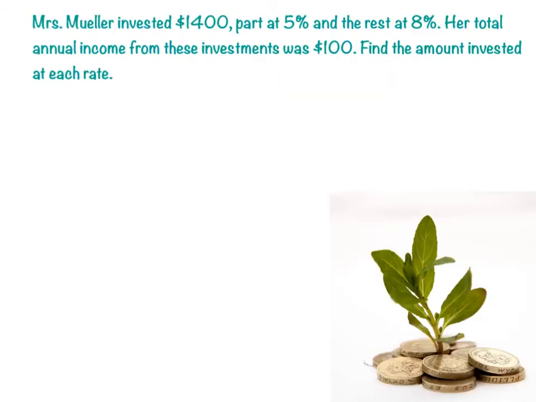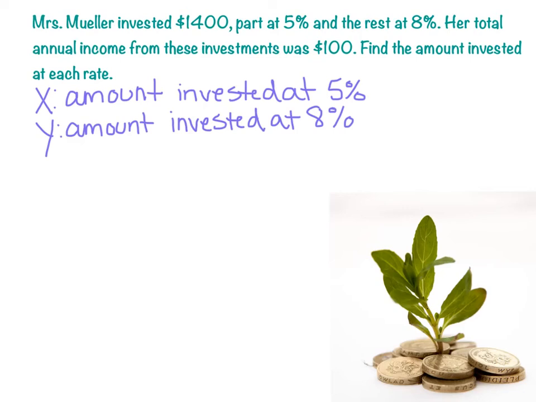Mrs. Mueller invested $1,400, part at 5% and the rest at 8%. Her total annual income from these investments was $100. Find the amount invested at each rate. So I'm going to let X be the amount of money that she invested at 5%, and I'm going to let Y be the amount of money she invested at 8%.